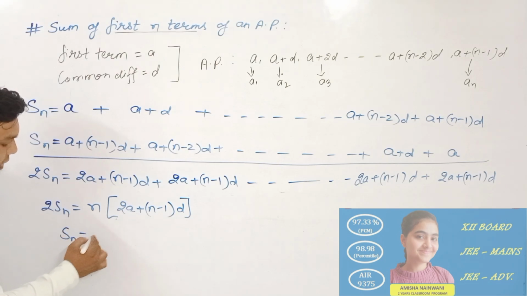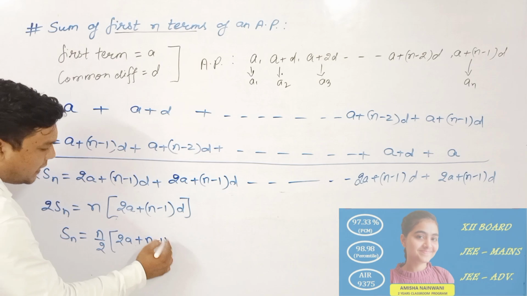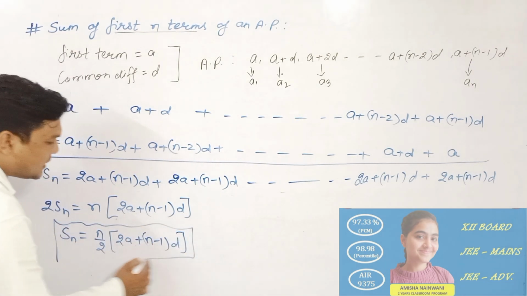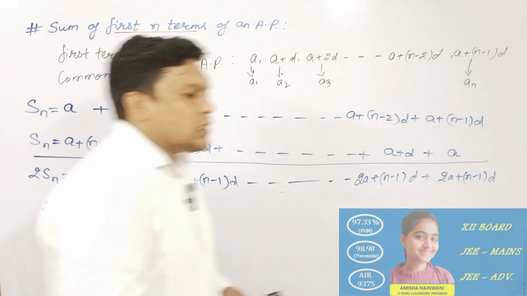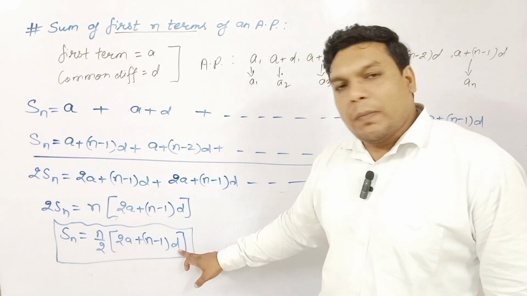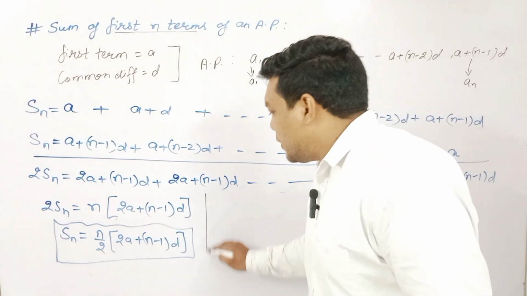So 2 goes to the right hand side, so it will be n upon 2 bracket 2a plus n minus 1 into d. So this is the first formula to find the sum of first n terms of the AP, where a is your first term and d is your common difference. Okay, so now let's find another formula.